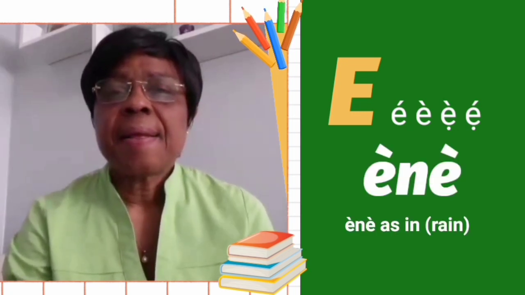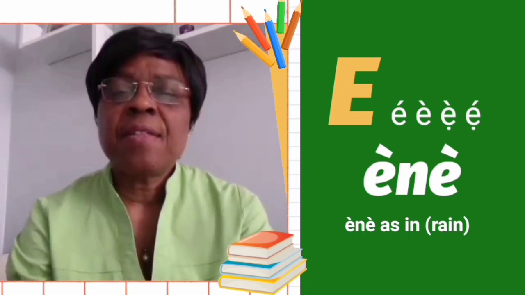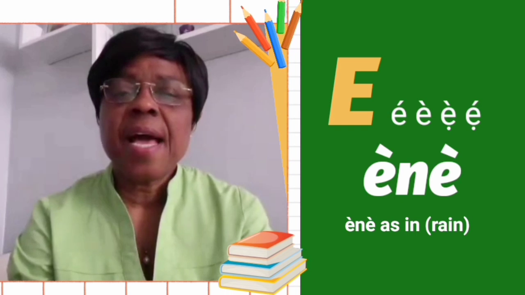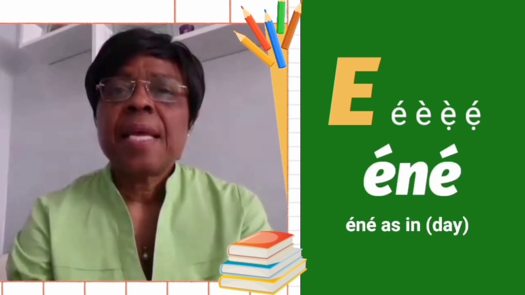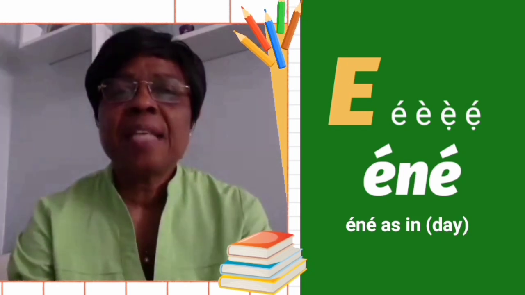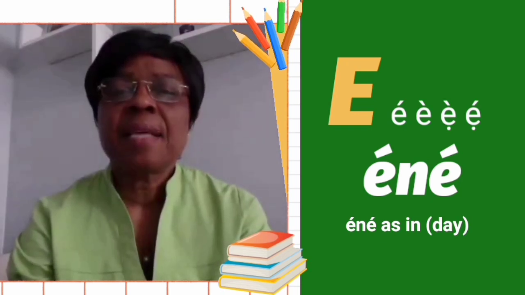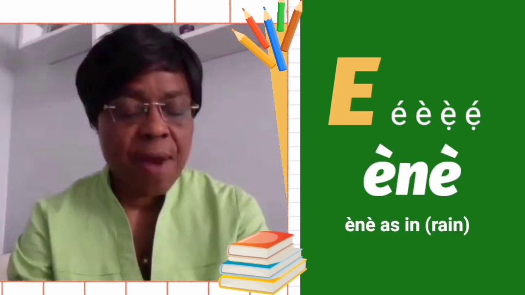Ene is the word for rain. The vowel sound A has diacritics that are falling. Ene, the word for day, has rising diacritics on the A sound. So an example of rising A is ene, and an example of a falling one is ene, as in rain.